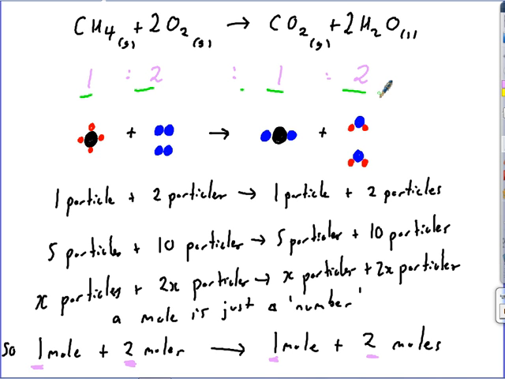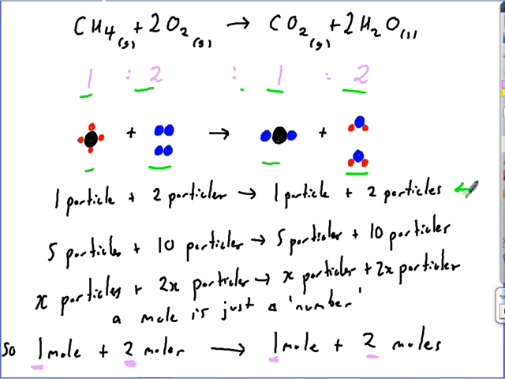So you've got one particle of methane reacts with two particles of O2 gas, or oxygen gas, to produce one particle of carbon dioxide and two particles of water. But obviously when we're burning methane, we don't burn one particle at a time, we burn multiple particles at a time. So that's where moles comes in handy, because we've already said that one particle reacts with two particles to produce one particle and two particles, but there's no reason why we can't increase that scale.